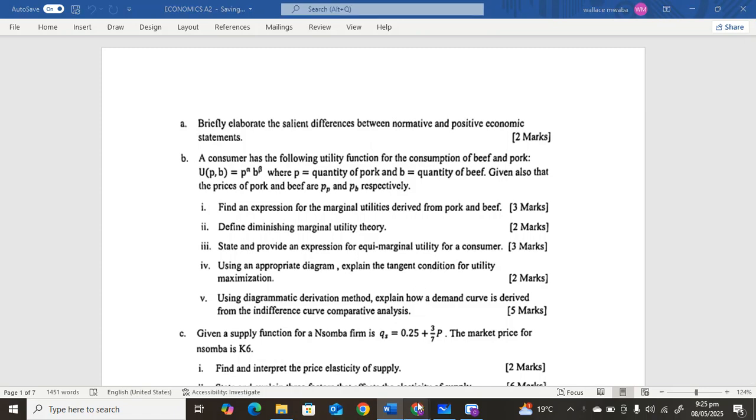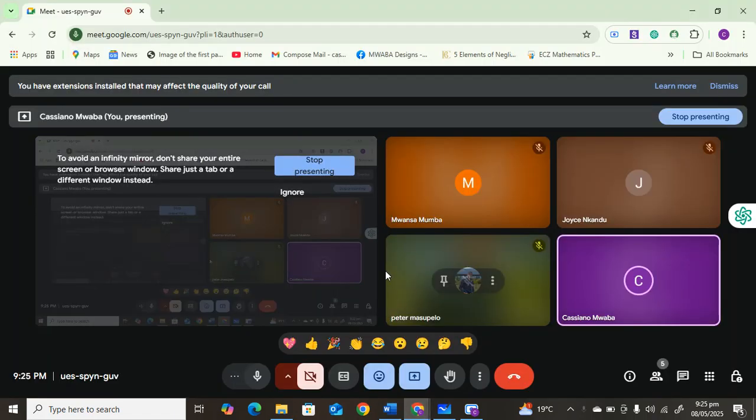So, colleagues, a normative statement is something that is opinion based. It's just an opinion, it's not backed by any facts or any evidence. Then a positive statement is something that is backed by facts and evidence. So, colleagues, can you give me some of the examples you wrote down of a normative statement and a positive statement?